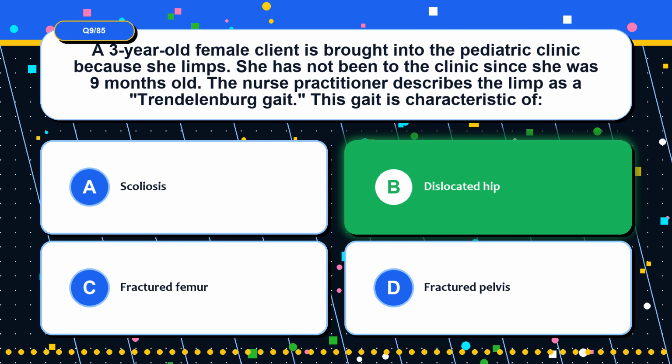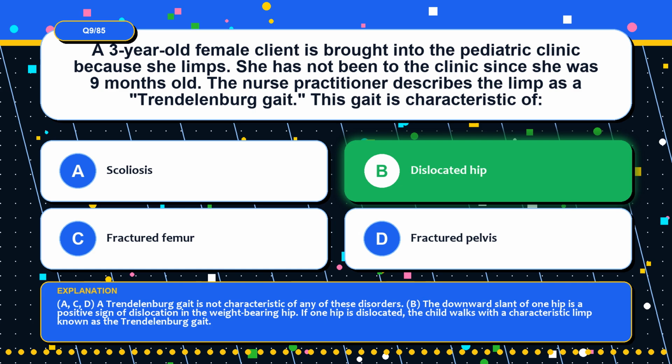The correct answer is option B. Dislocated hip. A, C, D. A Trendelenburg gait is not characteristic of any of these disorders. B. The downward slant of one hip is a positive sign of dislocation in the weight-bearing hip. If one hip is dislocated, the child walks with the characteristic limp known as the Trendelenburg gait.